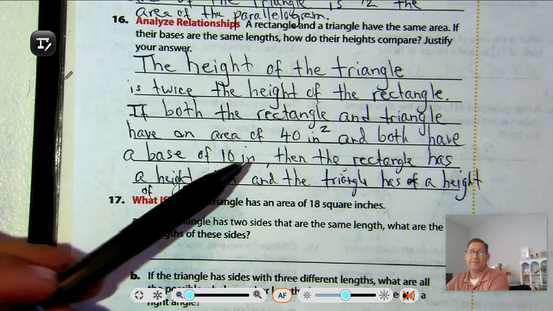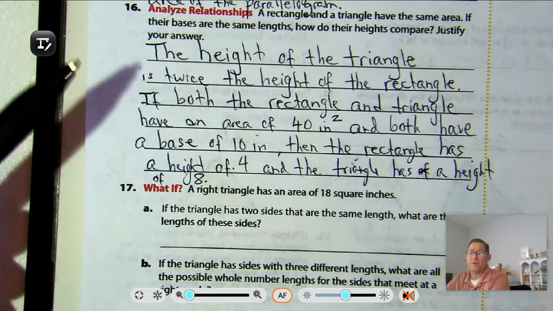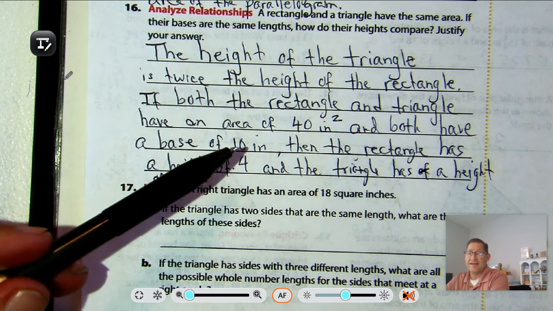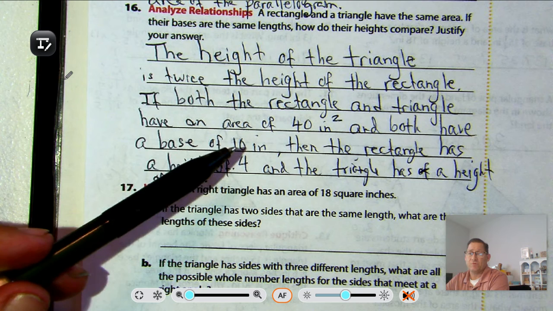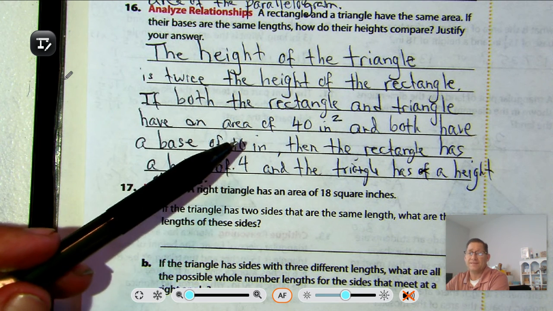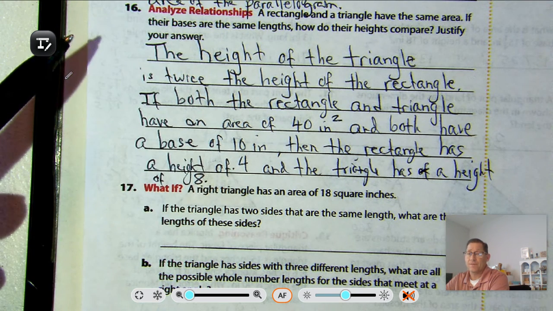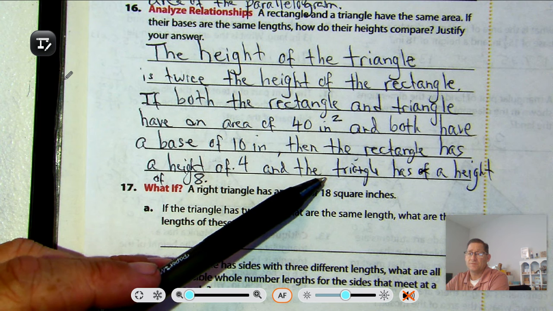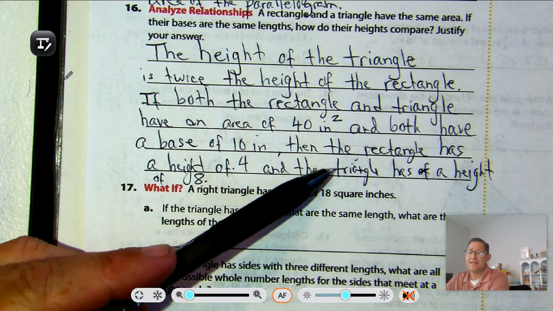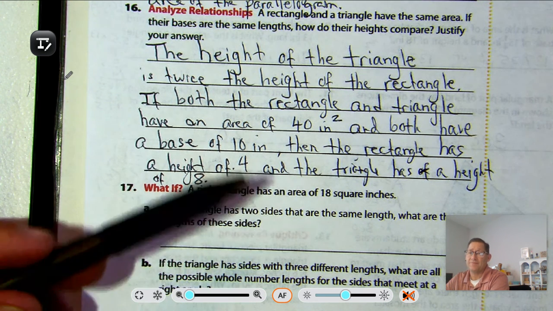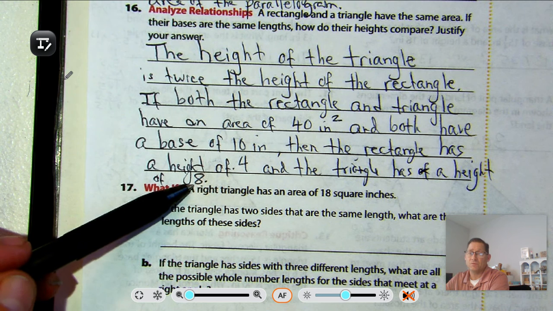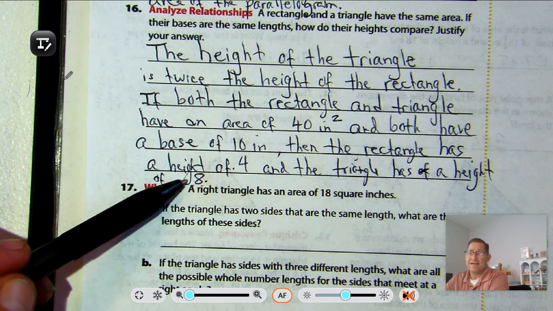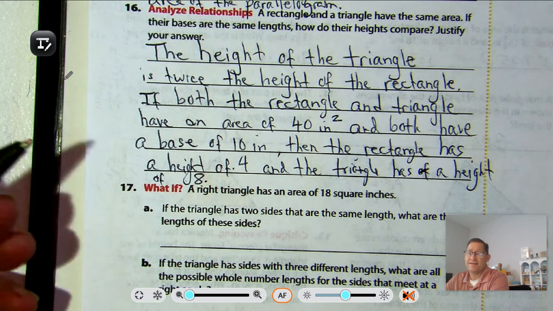And the example would be, let's say they both have an area of 40 inches squared and they have a base of 10. Well, the height of the rectangle would be 4, since 10 times 4 is 40. But if I had a height of 4 for the triangle, then half the product of 10 times 4 would give me 20, not 40. So I have to double the height. So 8 times 10 is 80, and when I take half of 80, that gives me 40.